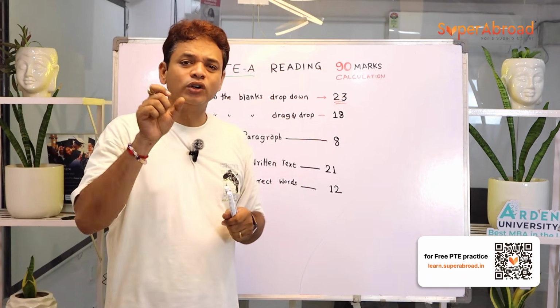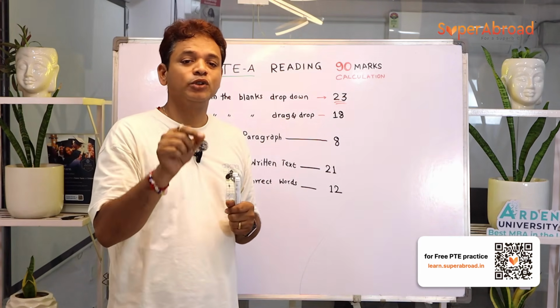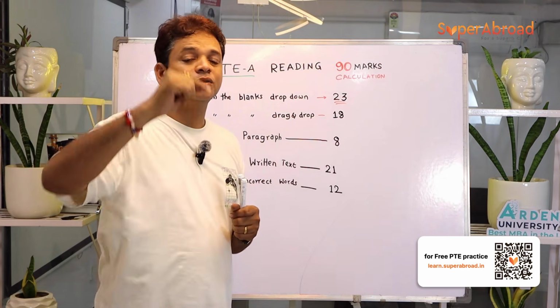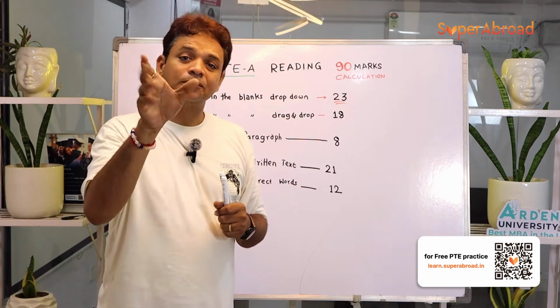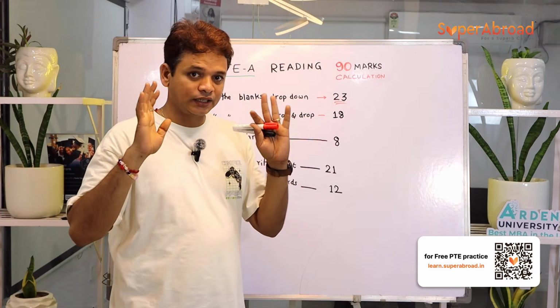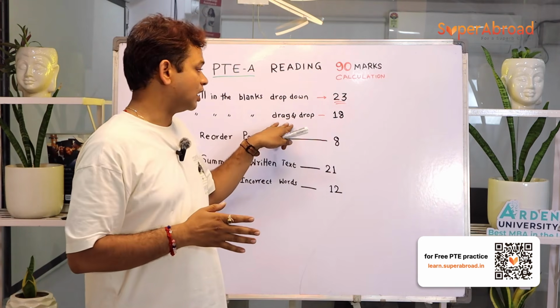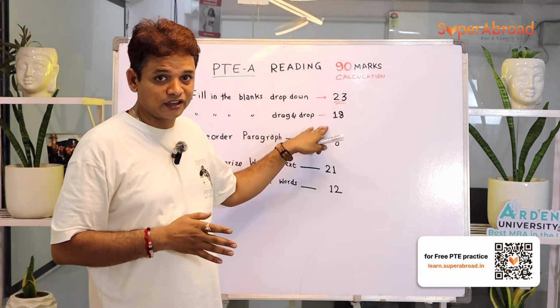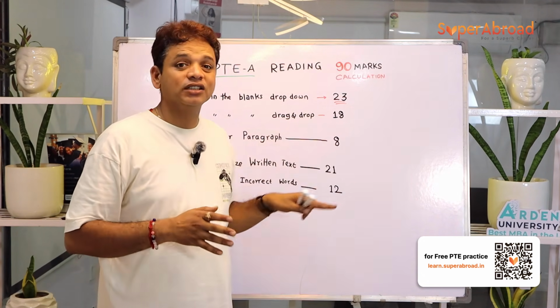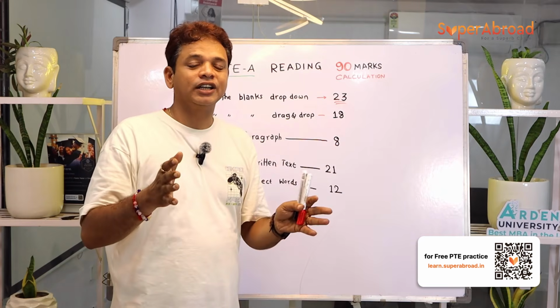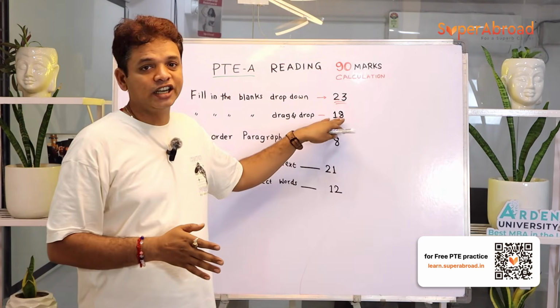Same structure, only thing is the options are there at the bottom. You have to click, drag and drop the appropriate words in the blanks. That's what you have to do in this particular task. And there will be 4 to 5 questions coming from this task in the PTE Academic Reading test. You get 18 marks if you fill all the blanks perfectly. 4 or 5 questions, weightage is 18 marks.